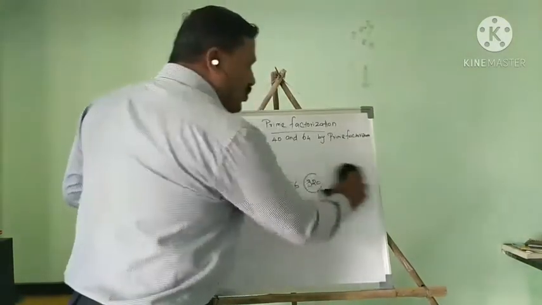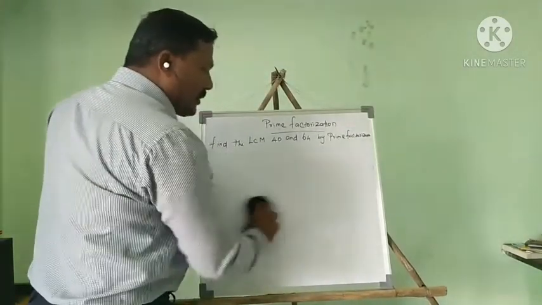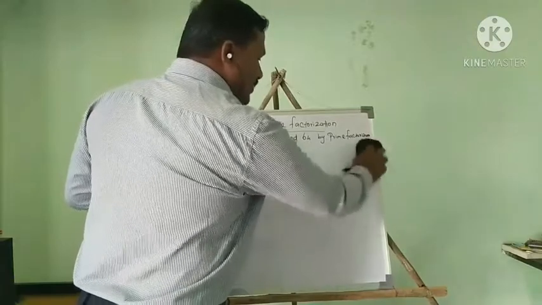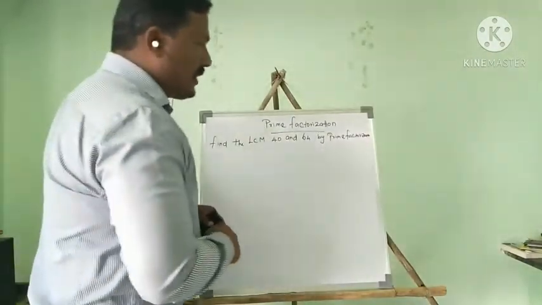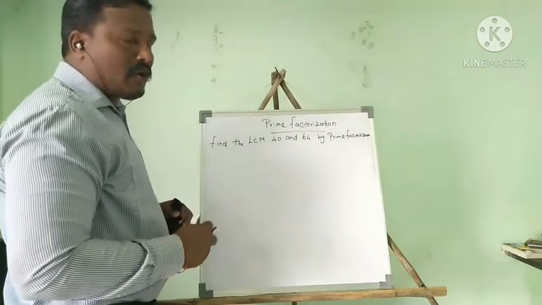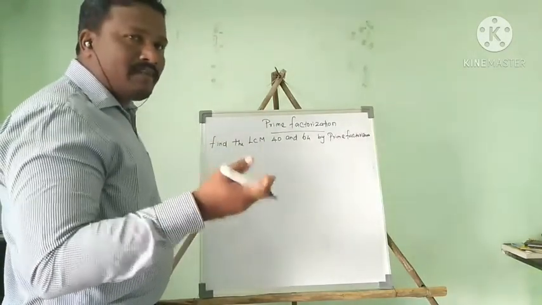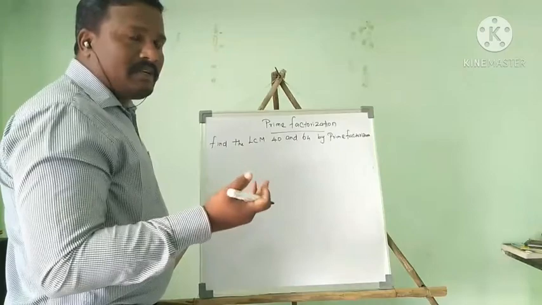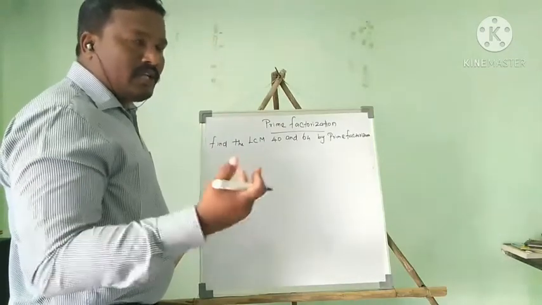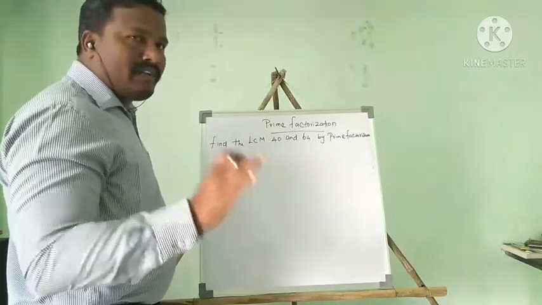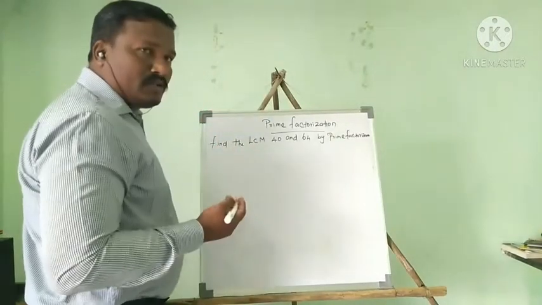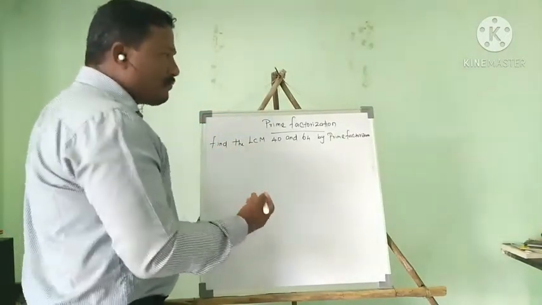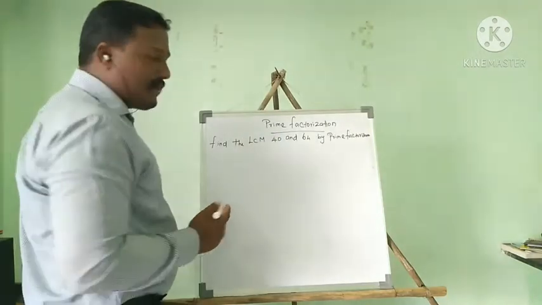If you want to do that method, you need to know division and multiplication. Then we can easily solve this. We know it very well because our first, second, third chapters are multiplication and division only. So you all know multiplication and division very well. So I'm going to solve it with the prime factorization method.